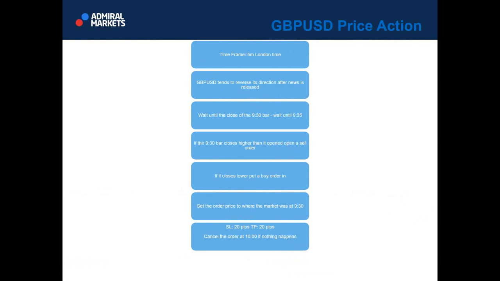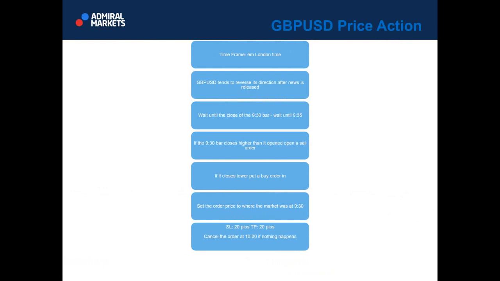I am currently GMT plus two, and the platform time is GMT plus three. So if the 9:30 bar closes higher than it opened, you open a sell order. If it closes lower, put a buy order in. Set the order price to where the market was at 9:30. Stop loss 20 pips, target price 20 pips. Cancel the order at 10 o'clock if nothing happens.